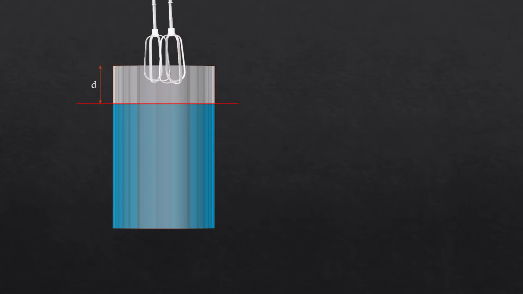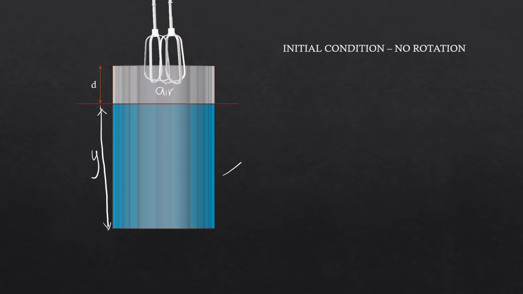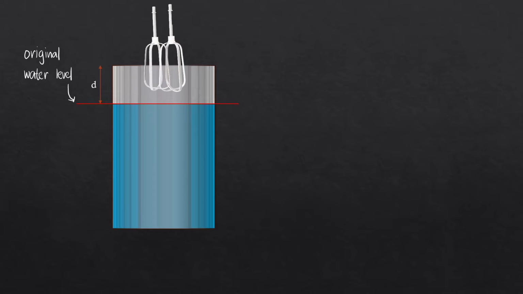Now, let's say we have this cylindrical vessel which is filled with water to a certain depth. So this is, let's say, Y. And then the depth at which there is no water, let's call that D. And so this portion is filled with air. Now this is the initial condition wherein our vessel is not rotated, so the water line will remain level or horizontal. And so again, this is the original water level.